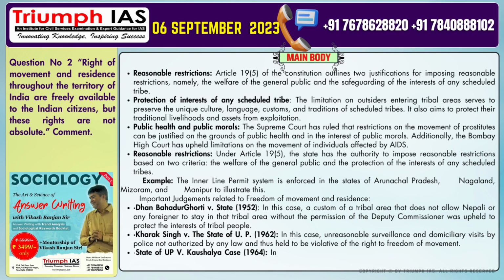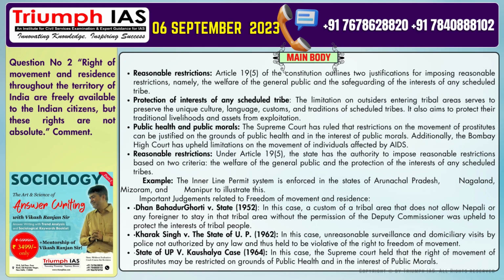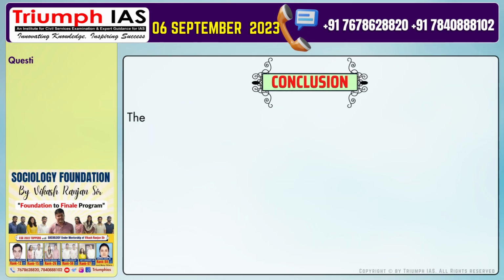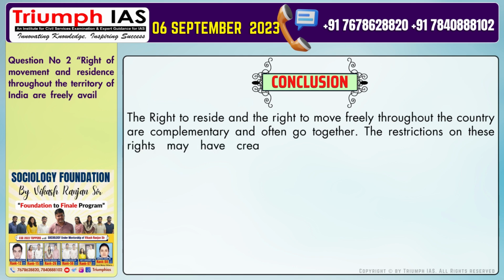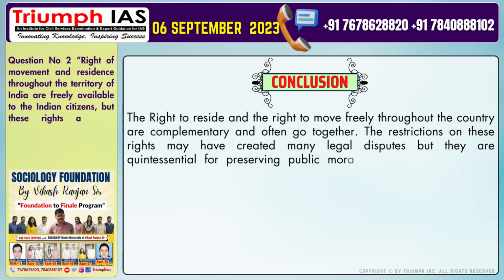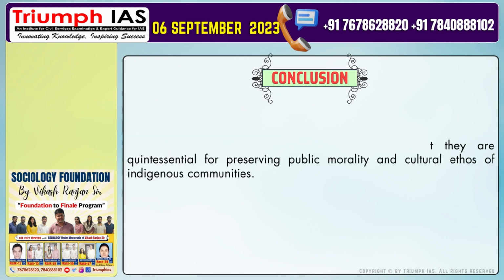State of UP v. Kaushalya, 1964. In this case, the Supreme Court held that the right of movement of prostitutes may be restricted on grounds of public health and in the interest of public morals. Conclusion of the answer: the right to reside and the right to move freely throughout the country are complementary and often go together. The restrictions on these rights may have created many legal disputes, but they are quintessential for preserving public morality and cultural ethos of indigenous communities.